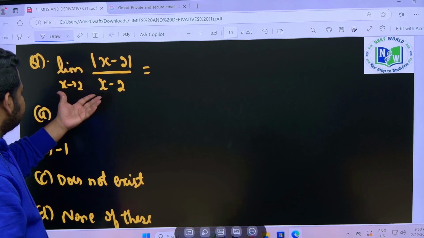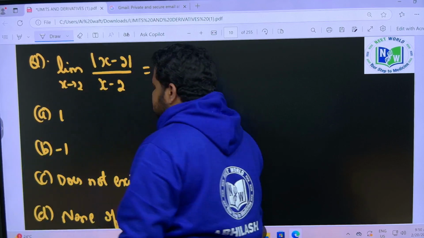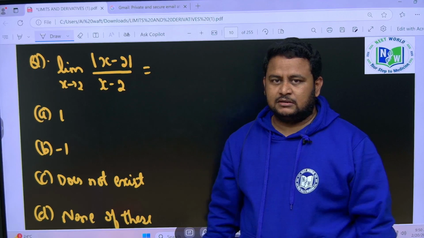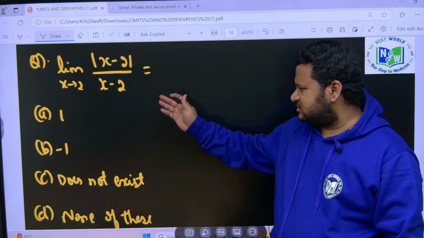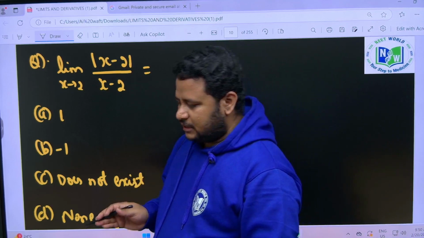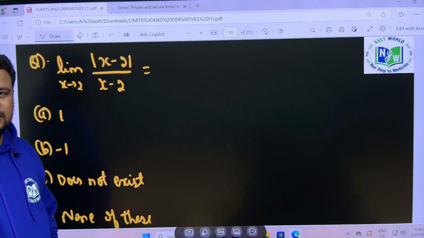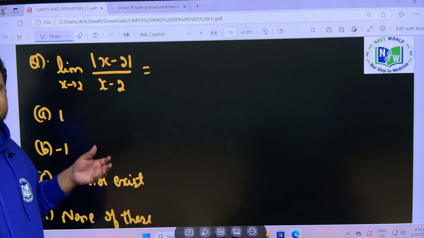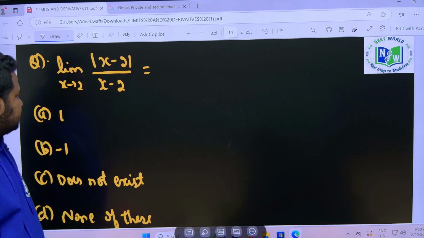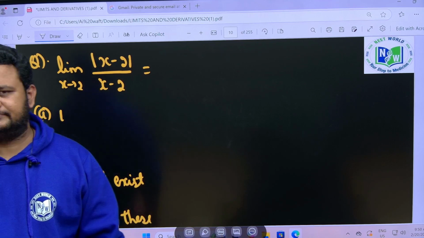We have been given a question, so we have to use LHL and RHL. I know this is a very simple question, but let us solve this. I'll give you 1 minute. Please try to solve it by yourself, and tell me in the comment section what the answer is, because this is a very simple question.